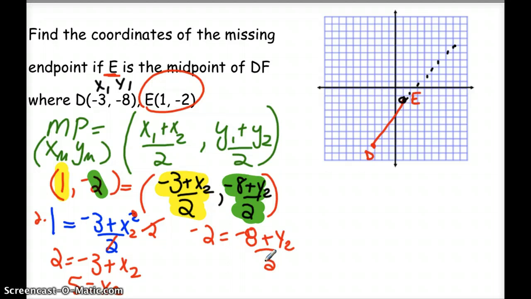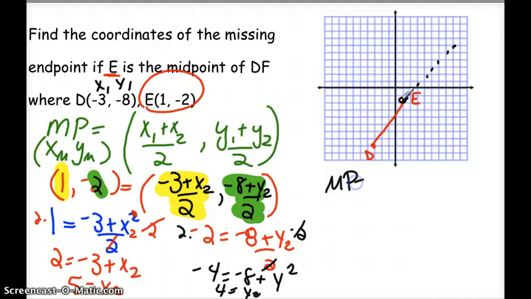I'm going to times each side by 2. These cancel. -4 equals 8 plus y2. I'm moving my 8, subtract 8, which gets me -12. So at this point I have a final answer. My endpoint is (5, -12).